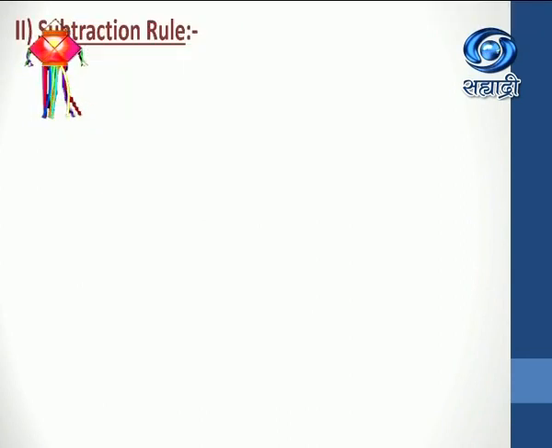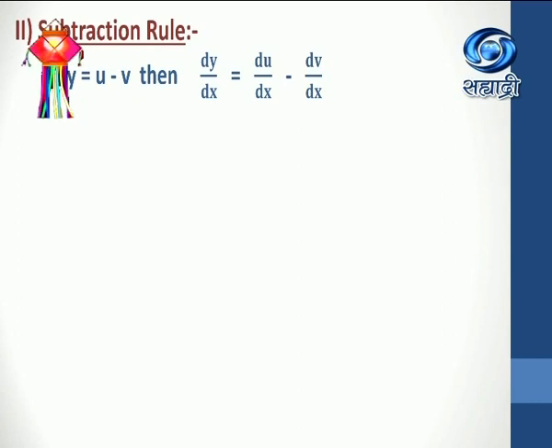Second rule, subtraction rule. If y is equals to u minus v, then dy by dx is equals to du by dx minus dv by dx. Here, y is the subtraction of two functions, where first function is u and second function is v. Then derivative of y with respect to x is equals to derivative of first function with respect to x minus derivative of second function with respect to x.